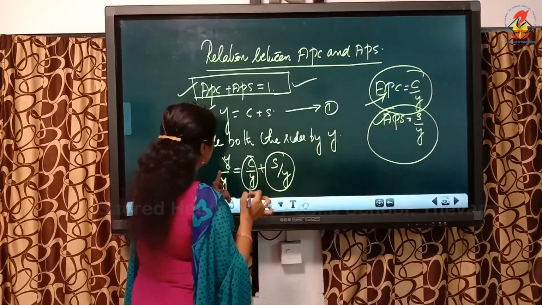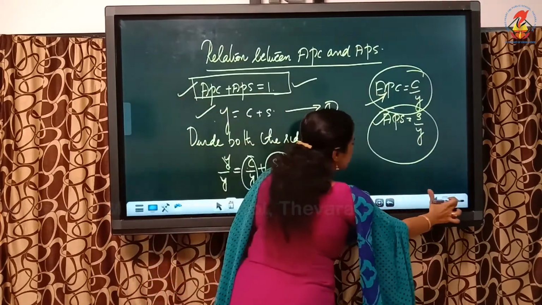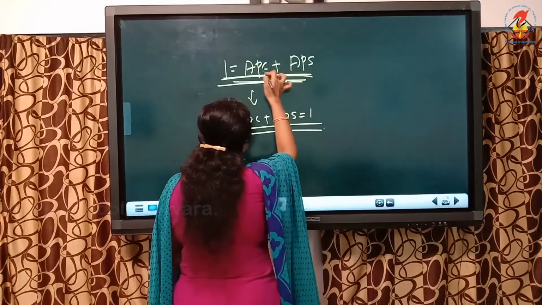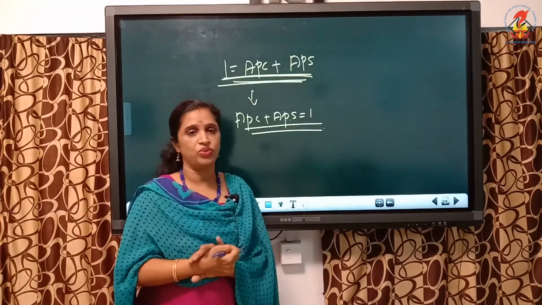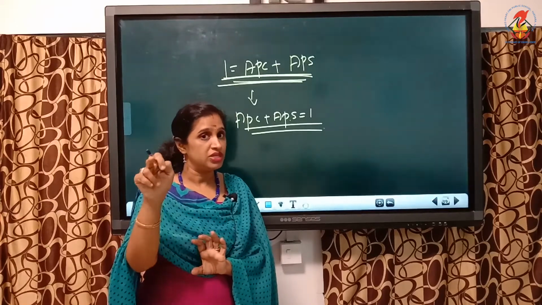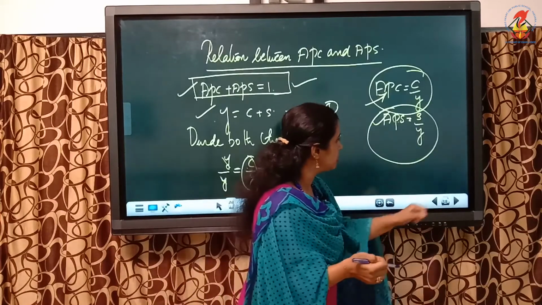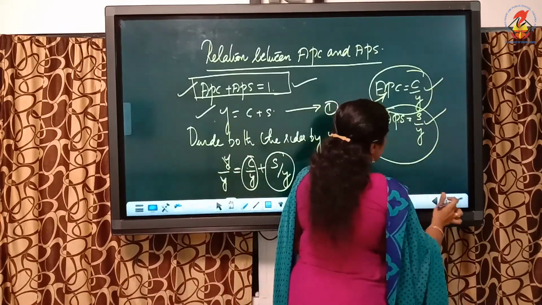So how can you write this? 1 is equal to APC plus APS. That is what I have written here. 1 is equal to APC plus APS, which means APC plus APS is equal to 1. From this equation, you can find out APC and APS once again. So already you have a formula for APC and APS. What is that? APC is C by Y, APS is S by Y.